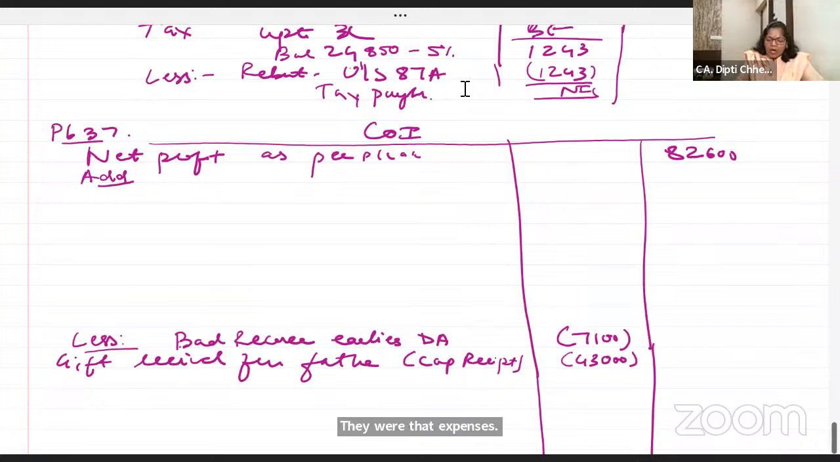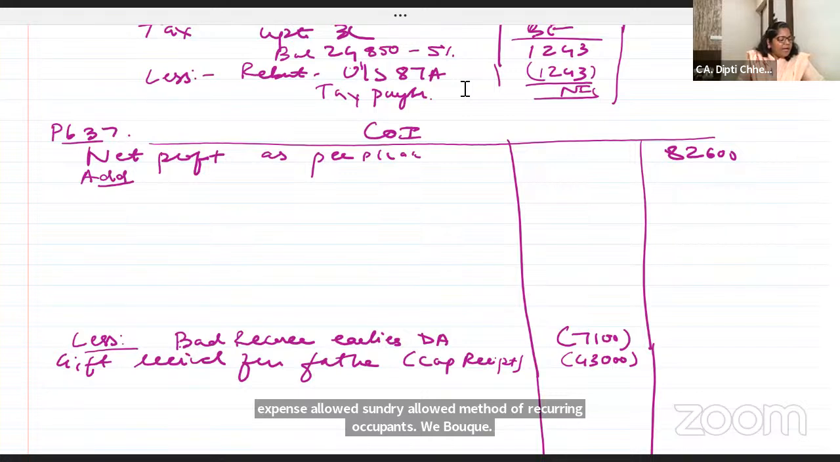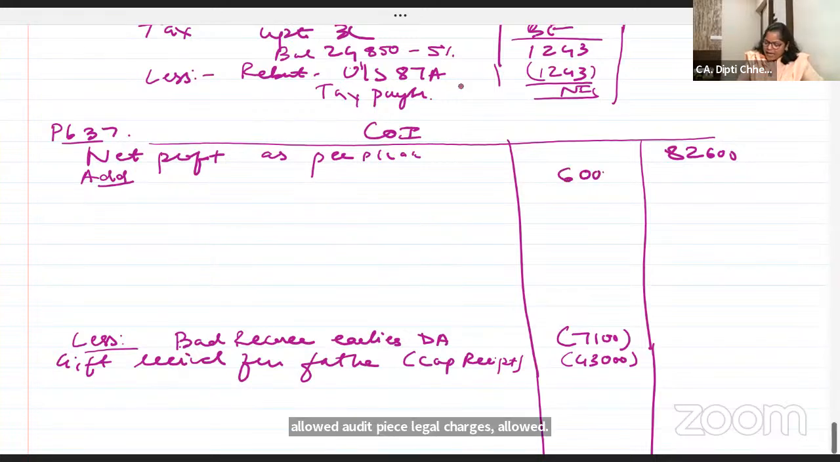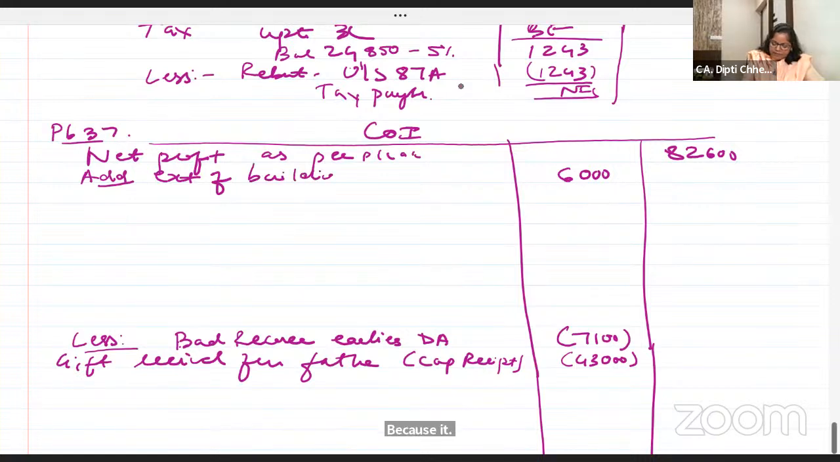Audit expense allowed, sundry allowed. मैं थोड़ा फटाफट read कर रही हूँ. आपके पास भी book है, पढ़ो. If not, listen and do. Entertainment allowed, audit fees allowed, legal charges allowed. Extension of the building, add back because it's a capital expenditure.